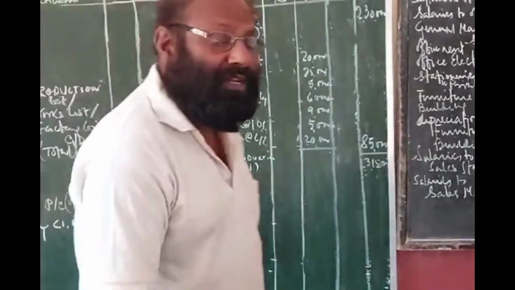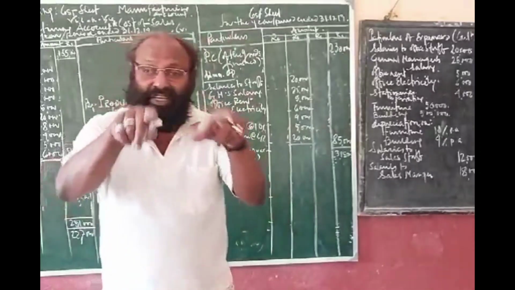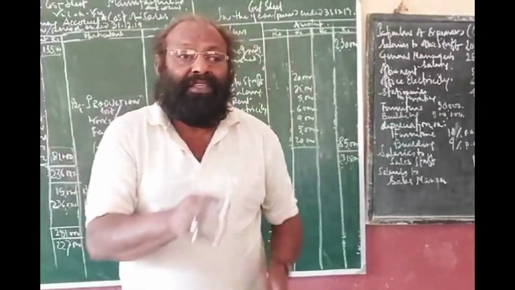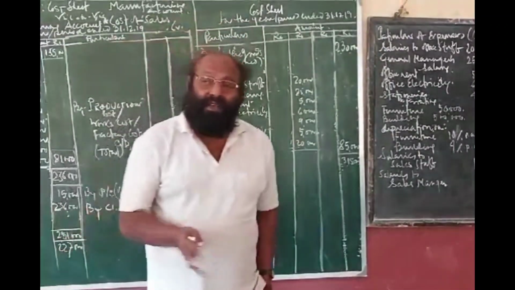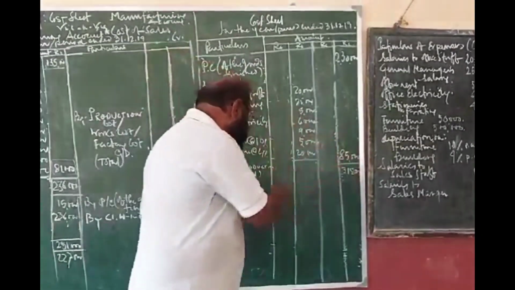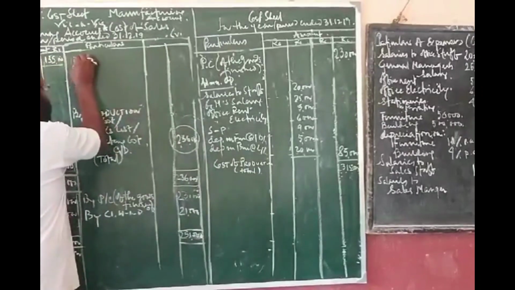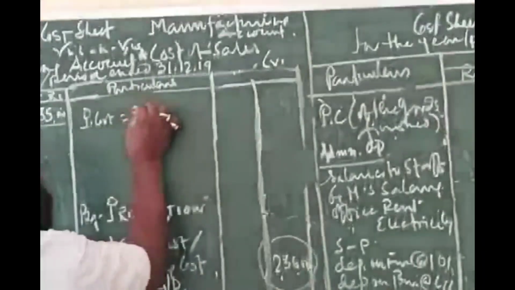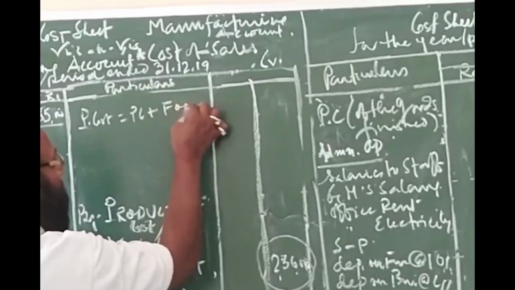So what is the difference between production cost and cost of production? Production cost, which one is bigger? Cost of production is bigger. Production cost is smaller than that. Okay, production cost has got two constituents. One is prime cost, and the other one is production overhead. But cost of production has got 3 dimensions. Cost of production, just you see production cost. Okay. Production cost has got prime cost plus factory or production overhead.